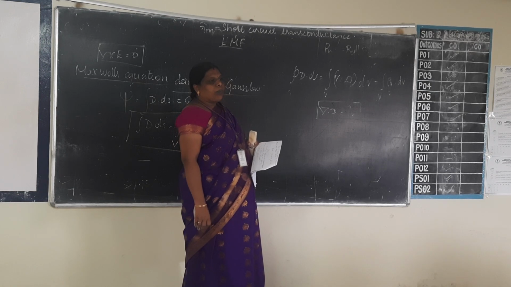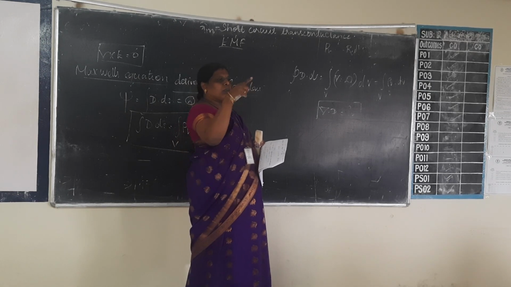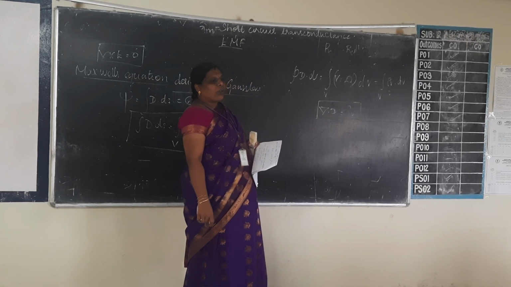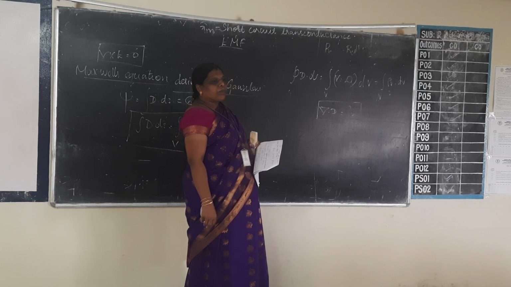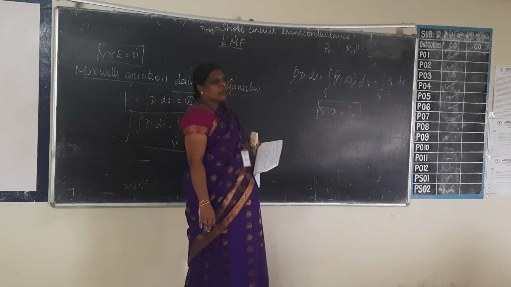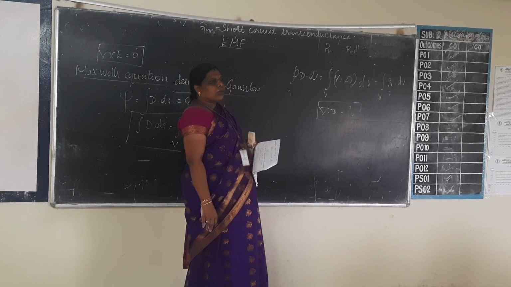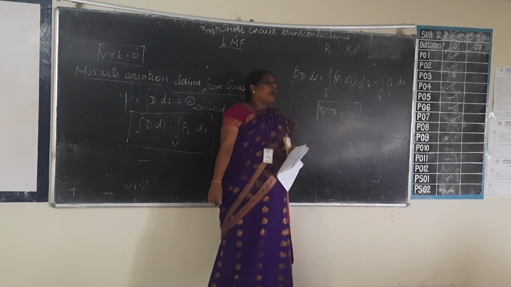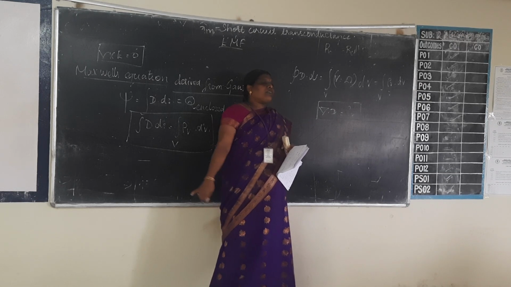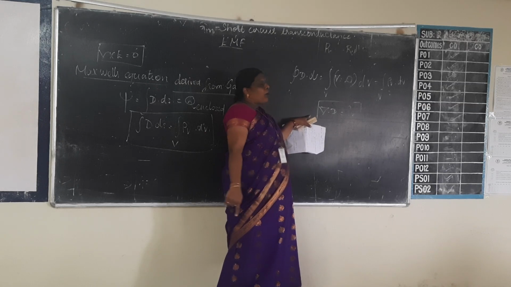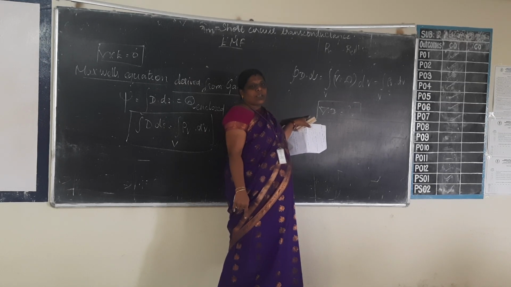What is the integral form? Shannon, what is the integral form of Maxwell's equation from Gauss law? The integral of D dot ds is equal to the integral of rho v dv. And the point form or differential form is del dot D is equal to rho v.